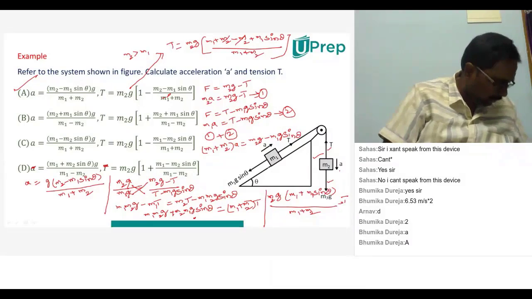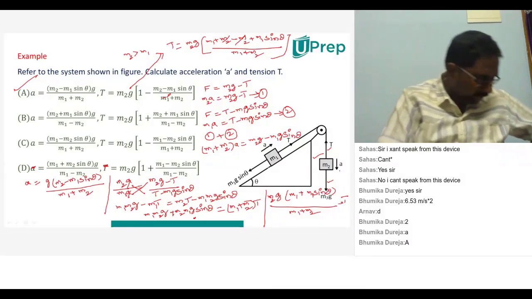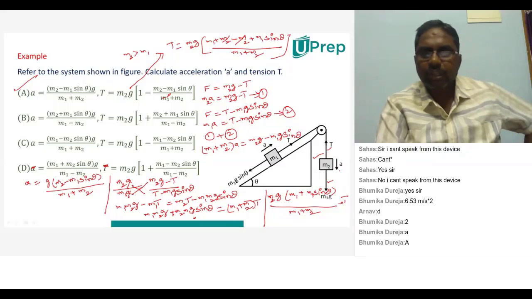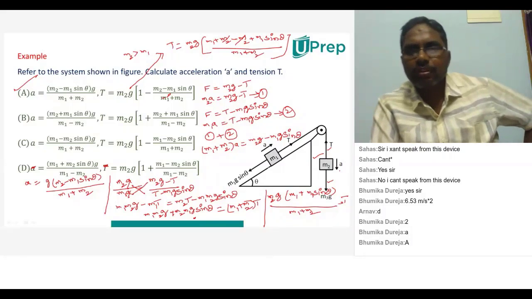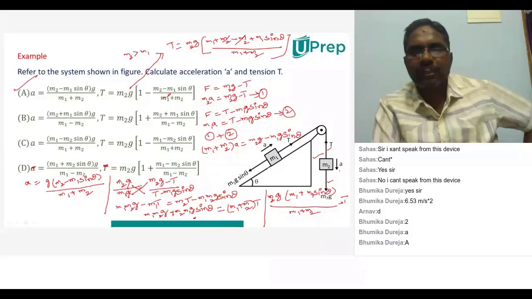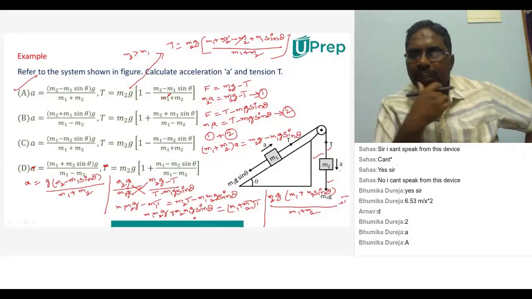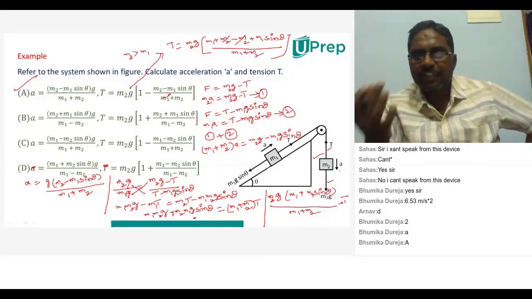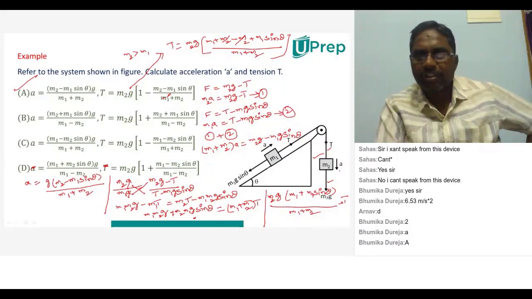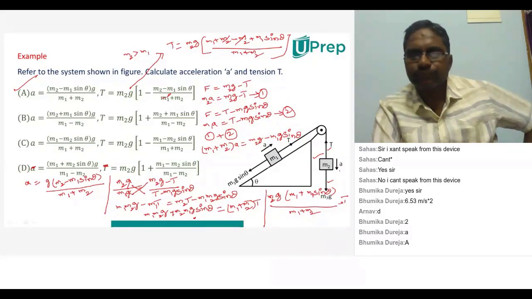Right. So Bhumika, what is the answer? A will be the right answer. Have you understood, Arnav, now? Simplify first. T is equal to M2G, you take common, and when you take common that means LCM, and again multiply, and you will get the equation which I got there. Isn't it?